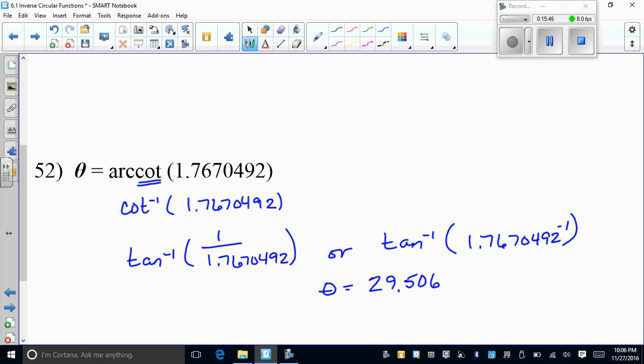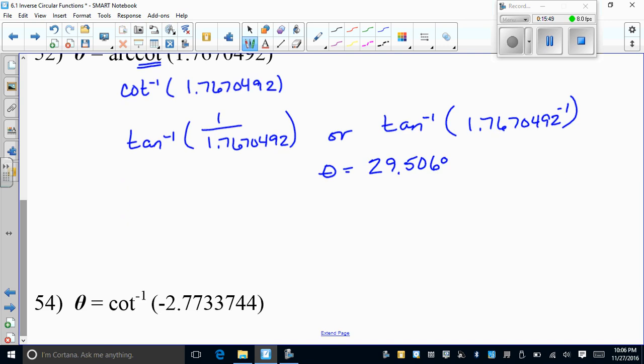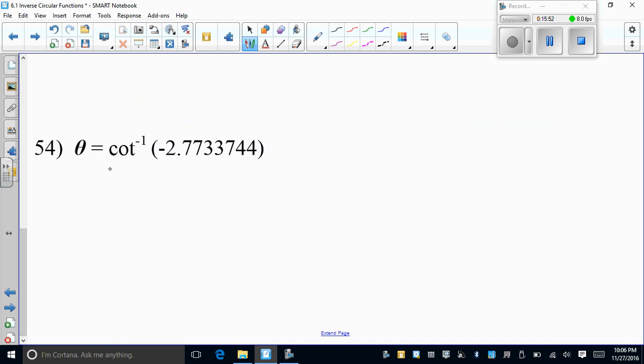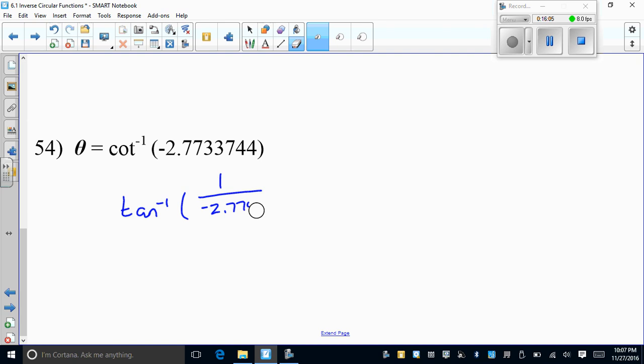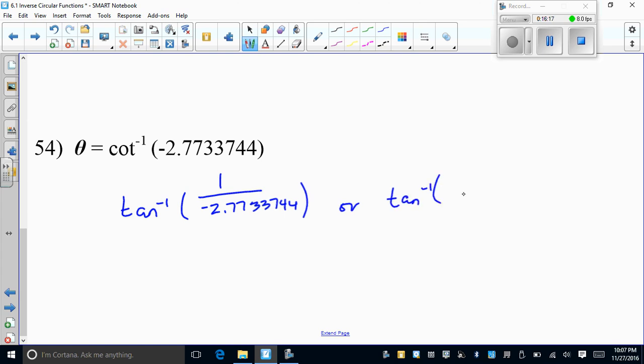And last one, they gave you a cotangent again. So arctangent of 1 over negative 2.773744, or arctangent of negative 2.773744 to the negative 1. Either way, theta becomes 19.8278 degrees.